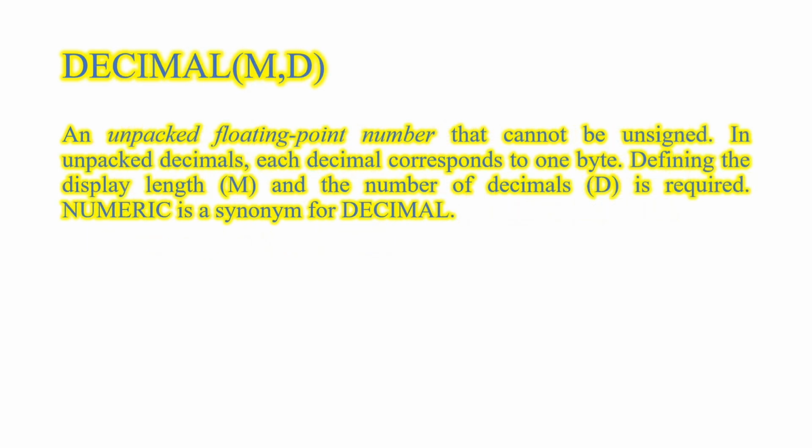Next type of data type is decimal M,D, an unpacked floating point number that cannot be unsigned. In unpacked decimal, each decimal corresponds to 1 byte. Defining the display length M and the number of decimals D is required. Numeric is a synonym for decimal.